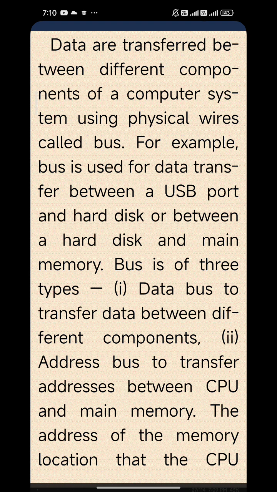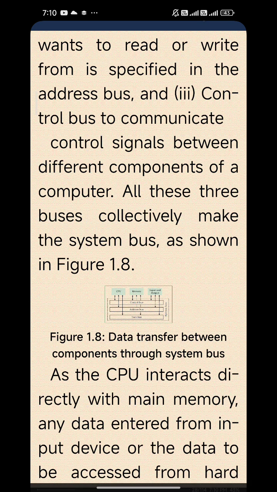1. Data bus to transfer data between different components. 2. Address bus to transfer address between CPU and main memory. The address of the memory location that the CPU wants to read or write from is specified in the address bus. And 3. Control bus to communicate control signals between different components of a computer.